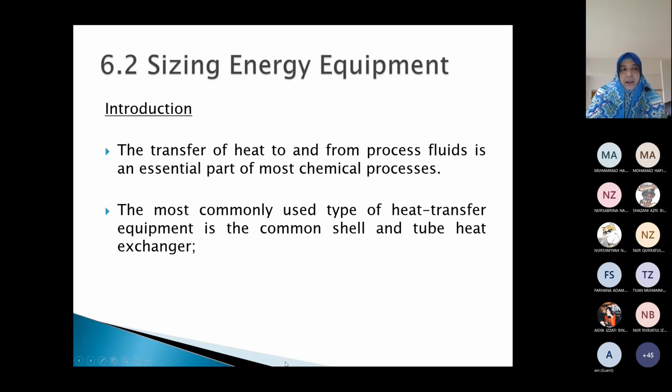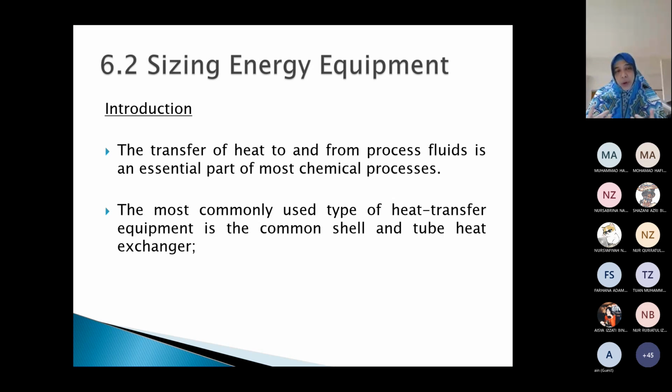So the second part is about sizing energy equipment. When we talk about sizing, we are actually talking about the increment or reduction of your process, whether you want to increase it to 125% rather than 100%, or reduce it to 75%. So you look for this, what we call sizing energy equipment.